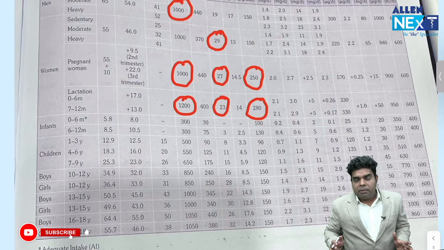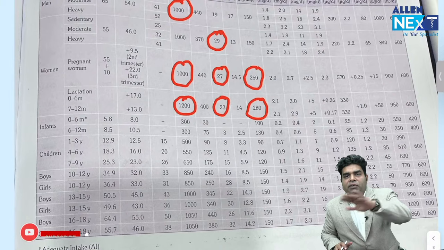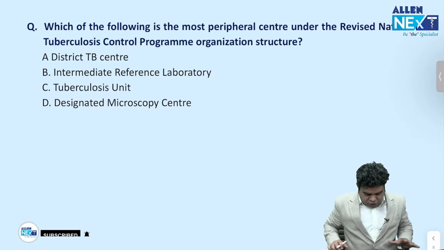Iodine, calcium, iron, these three things you should know, and vitamin D, everyone 600. So that's there. Now, next question.